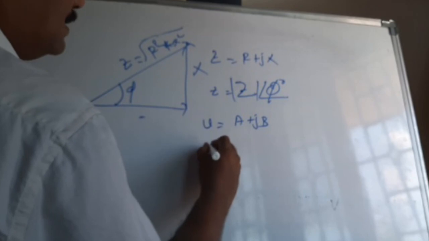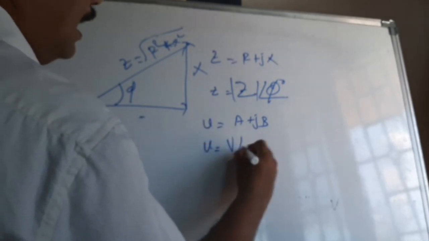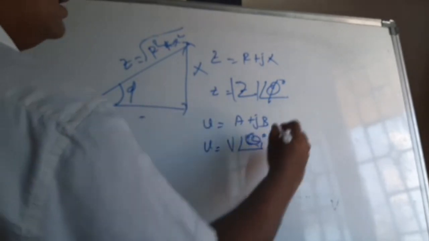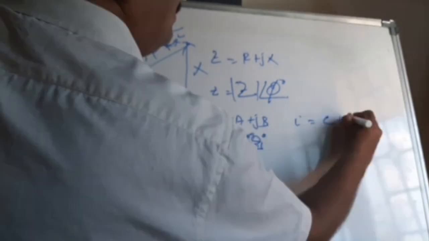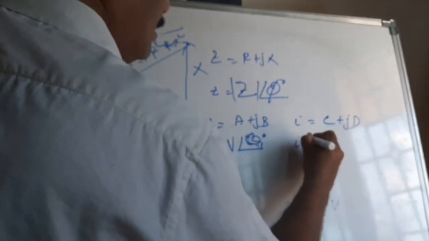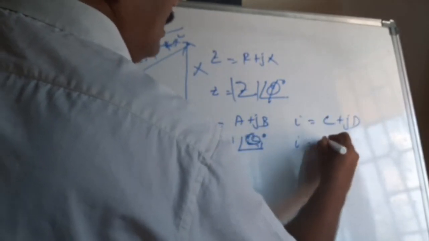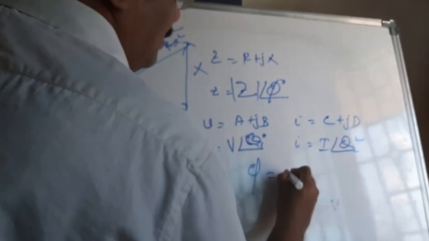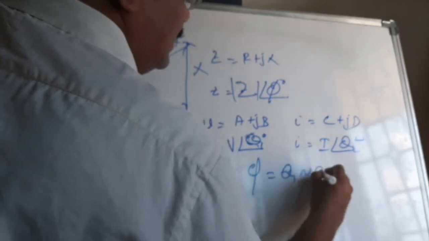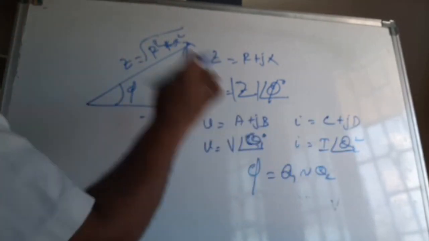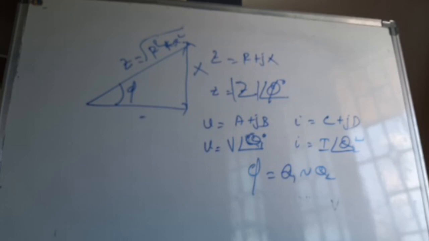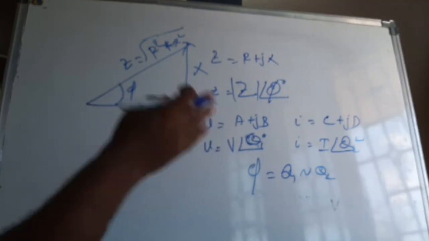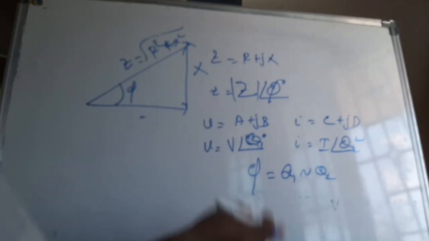And this can be represented as V angle theta 1 degrees. This is not phi, this is theta 1 degrees. Similarly, I can be represented as c plus jd in rectangular form, and in polar form as I angle theta 2 degrees. Here phi is theta 1 minus theta 2. Theta 1 is the angle of the voltage and theta 2 is the angle of the current. The difference between the angle of the voltage and the angle of the current we call the phase difference, and the cosine of this angle gives you the power factor.